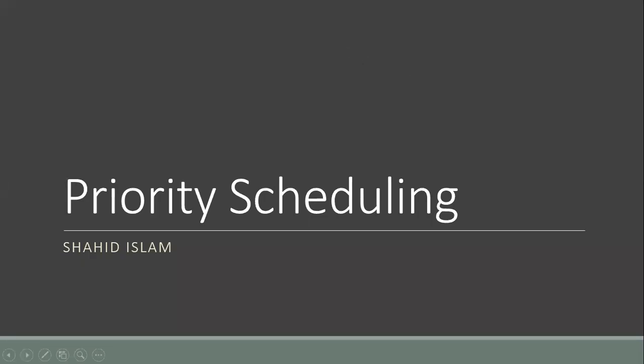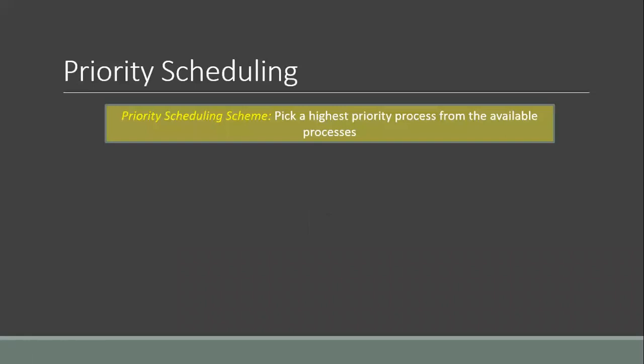Priority scheduling. In the priority scheduling scheme, pick the highest priority process from the available processes. This means we will select that process from the ready queue which has the highest priority in comparison to the other processes in the ready queue.